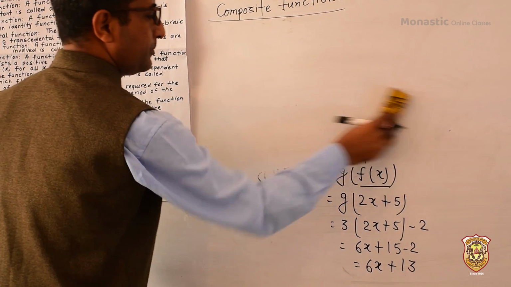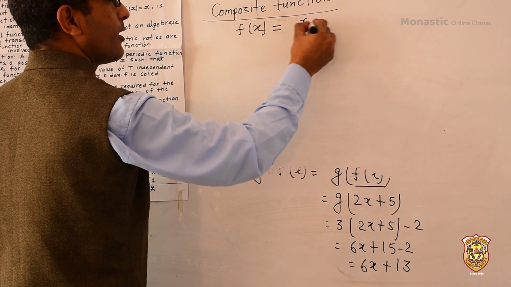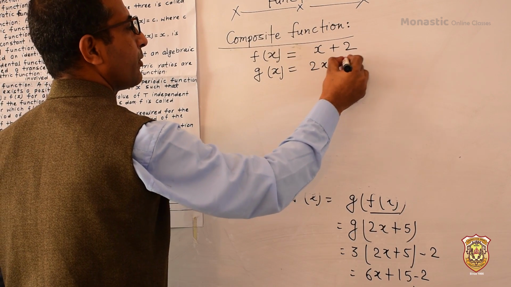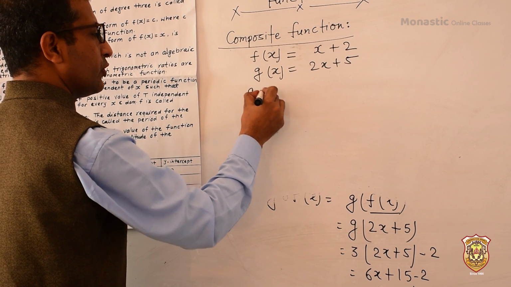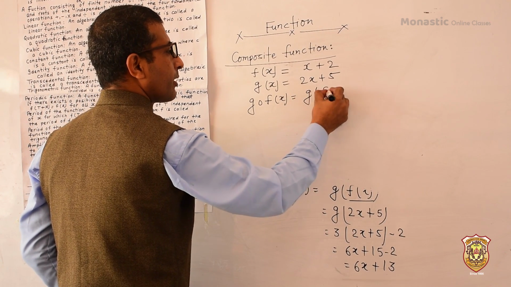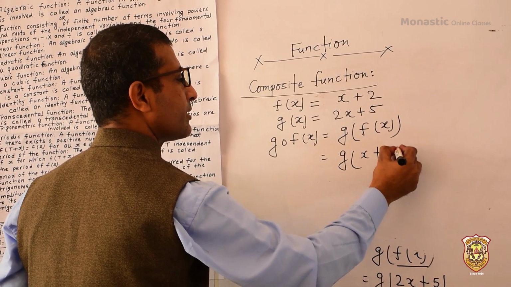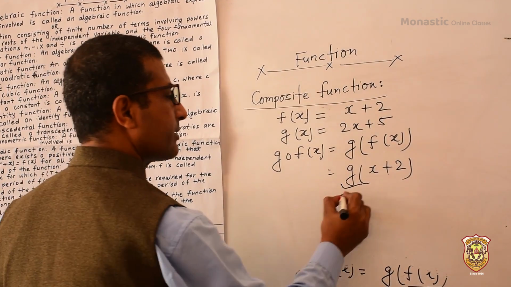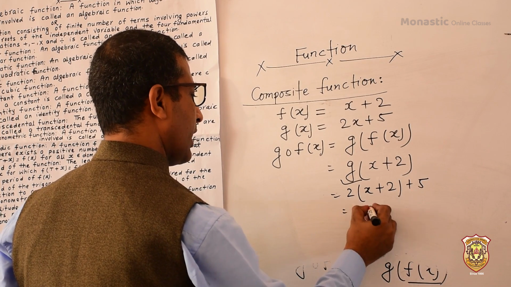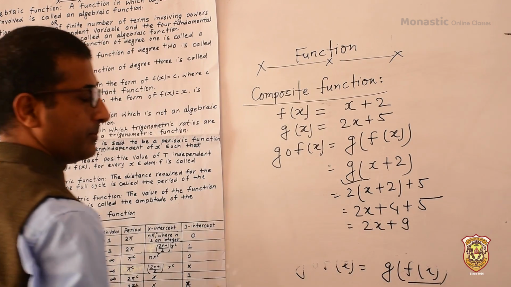Let's go with more examples. If we take f of x equal to x plus 2 and g of x equal to 2x plus 5, and you have to find g of f of x, we can write this in this way, then substitute the value of f of x, that is x plus 2. Now put this value in function g of x: 2 times (x plus 2) plus 5. That is 2x plus 4 plus 5, that is 2x plus 9.